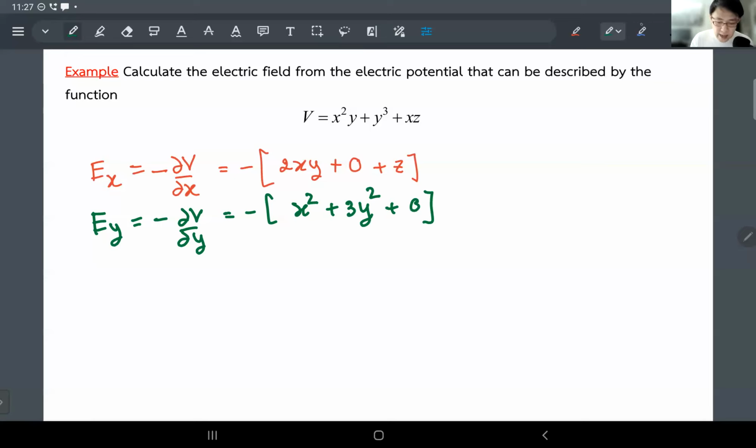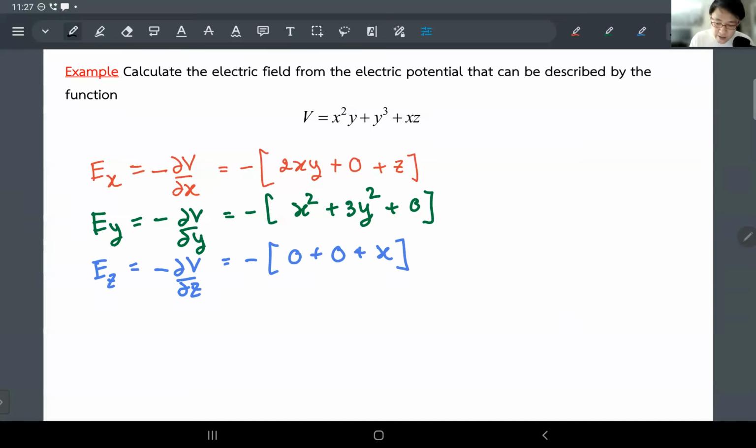Cool. Last one, the z component of this is going to be dV by dz, slap in the negative sign. The negative sign is there. dV by dz for the first term is nothing. There's no z in it. Second term, nothing. There's no z in it. And the last one is going to give you x. That's it. These are the three components of the electric field.